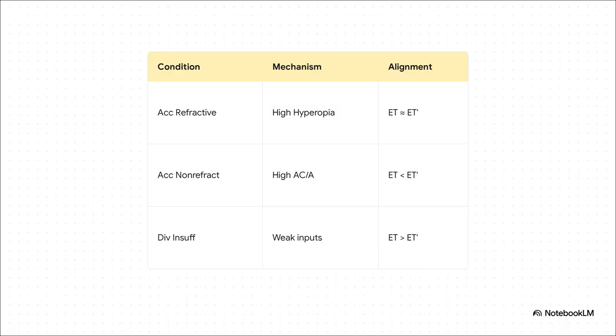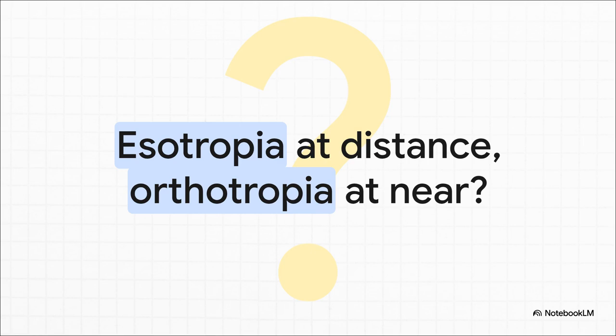Simple, right? But I want to test your clinical reasoning with one final scenario. What if the distance deviation is significantly worse than the near? Let's end on this classic board question. You've got a 70-year-old patient who presents complaining of double vision while driving. On exam, they have 20 prism diopters of esotropia at distance, but they are perfectly orthotropic at near. What is the diagnosis and what's the mechanism?